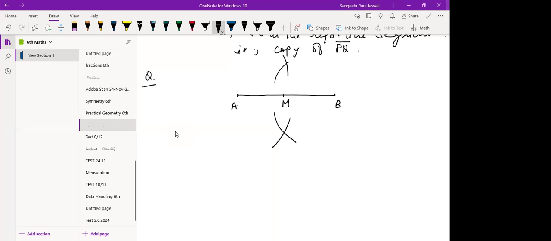With the center at B, make another arc like this. With the pointer at A. Yes, ma'am, I have done it. Okay.